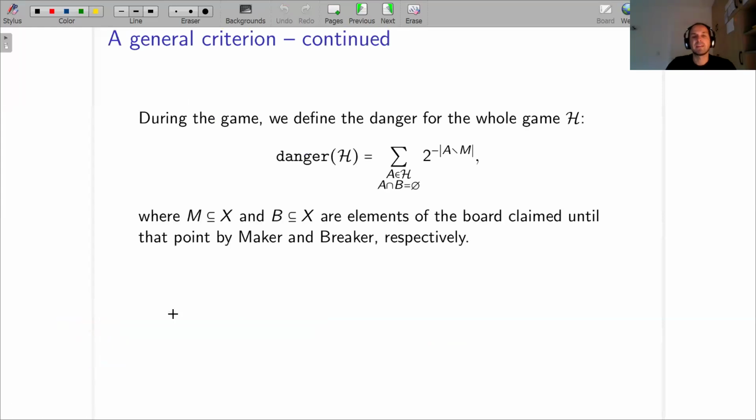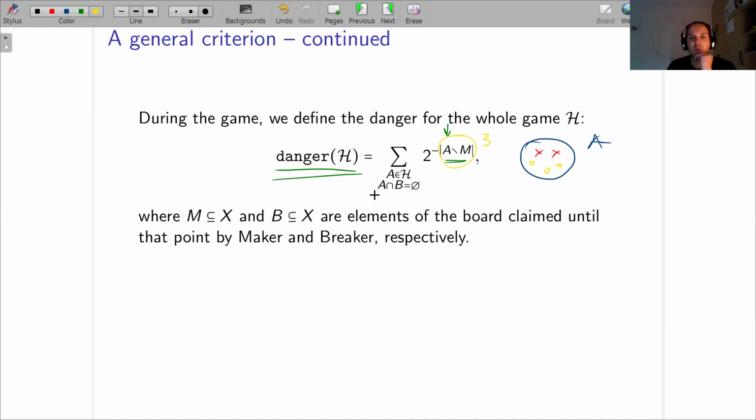Then during the game we can define this potential function, which is the danger. The danger would be the sum of those. For each set we sum up the same thing, 2 to the minus the size of that set, but counting only the unclaimed elements. So this means really these yellow elements, the size of A minus maker's vertices. If A is here, and there are some maker moves, and then there are some unclaimed elements, this here would be 3 in this particular case.